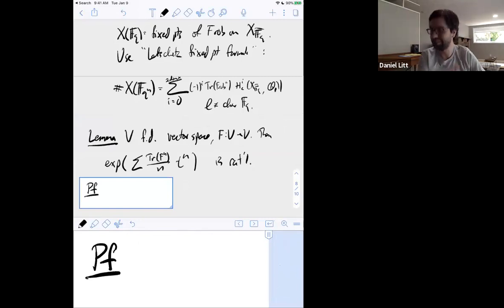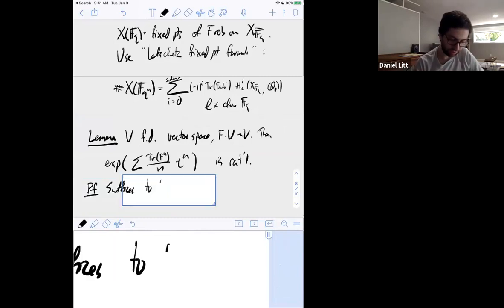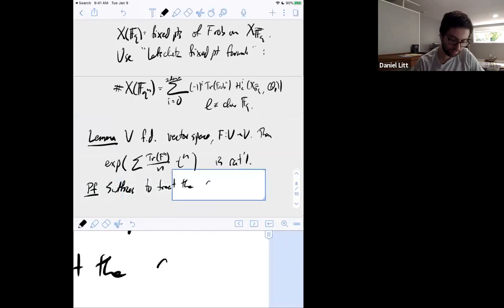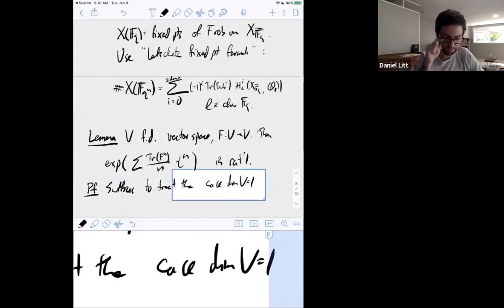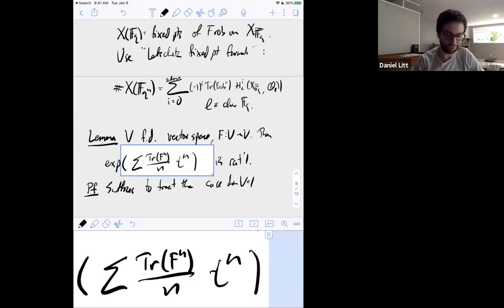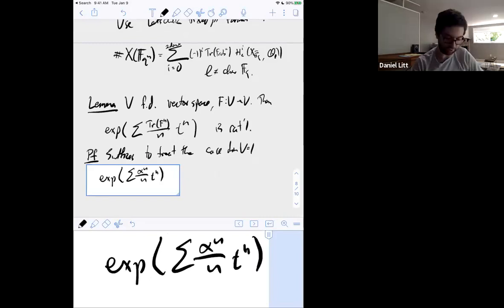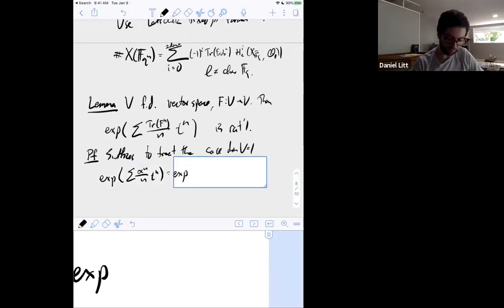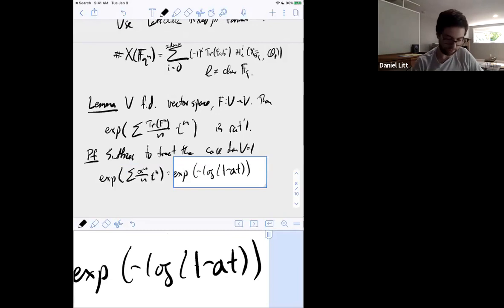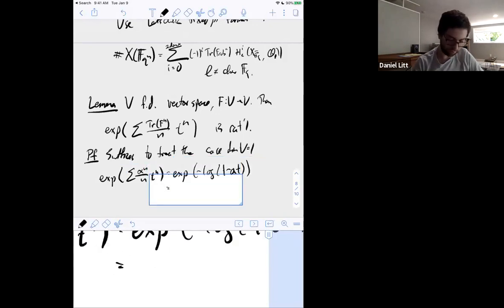Okay, so the proof of the lemma, I'll just say a word about it because it's not hard. It suffices to treat the case where the dimension of V is 1, because you can just write this as a sum of powers of eigenvalues. And then you have a scalar matrix. So then you have exp of the sum of alpha^n over n times t^n. Well, this is just exp of negative log of 1 minus alpha t, which is 1 over 1 minus alpha t, which is rational.